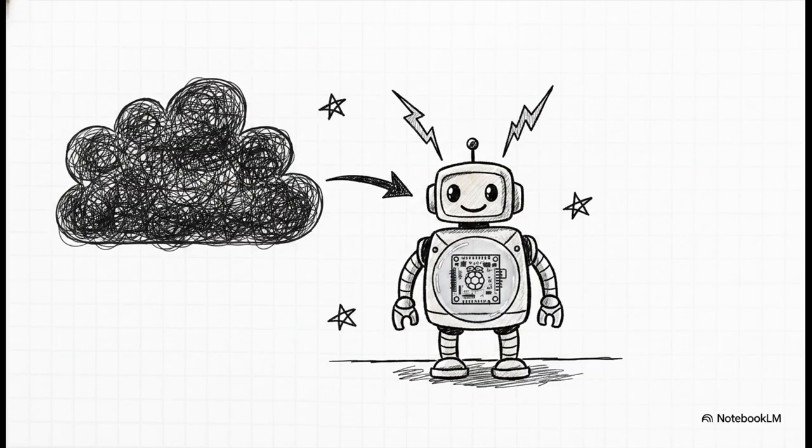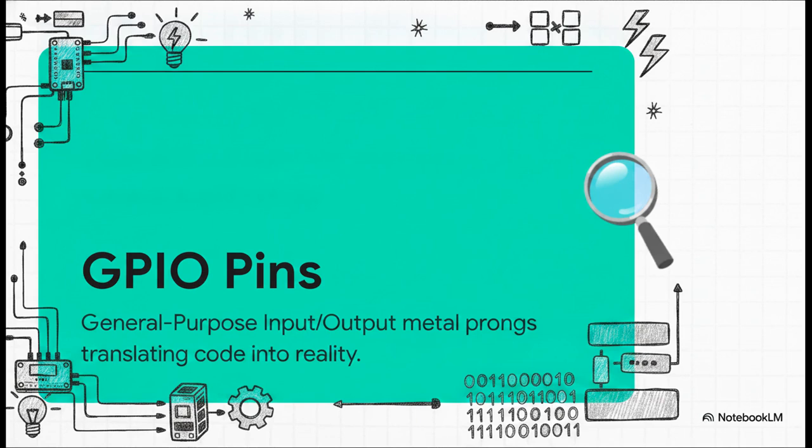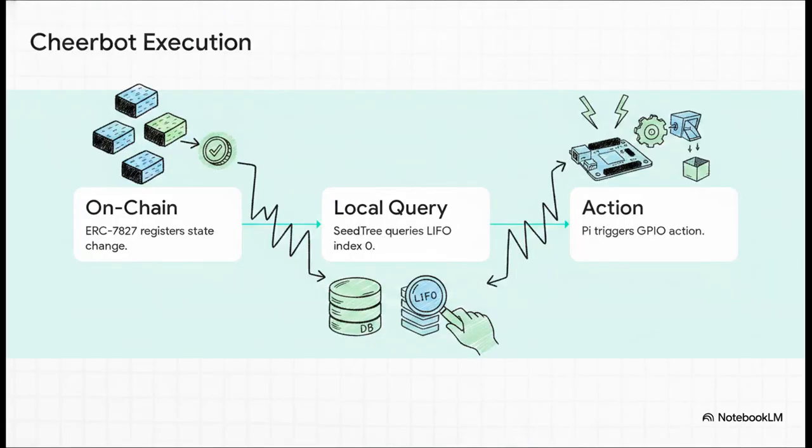To understand how it actually moves, you gotta look at the GPIO pins on that Raspberry Pi. General-purpose input-output pins are these tiny metal prongs that serve as the literal physical nervous system of the hardware. They are the exact threshold where pure mathematical digital logic is flawlessly translated into raw, real-world electrical shocks. Let's see how this builds into an exact, deterministic root-to-leaf pipeline.